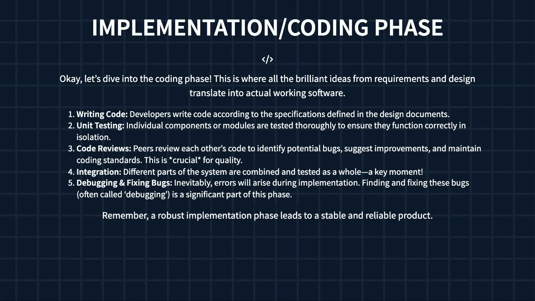So, after all the planning and design, we move into the actual coding. This is where developers start building the software based on what we've outlined. They're writing code, piece by piece, ensuring each part works independently through unit testing. It's not just about getting it done, it's about doing it right. That's why code reviews are so important. A fresh pair of eyes can catch things you might miss. And of course, bugs happen. Debugging is a big part of this phase, and fixing those errors ensures the software runs smoothly.